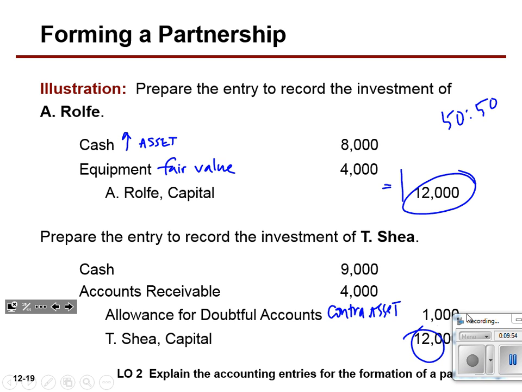Now, we don't know that for sure. That's what we're going to get into, I think, next week, is what are the different partnership splits. It might be tomorrow, too. I can't remember. But by looking at the numbers, it to me says a 50-50 split.